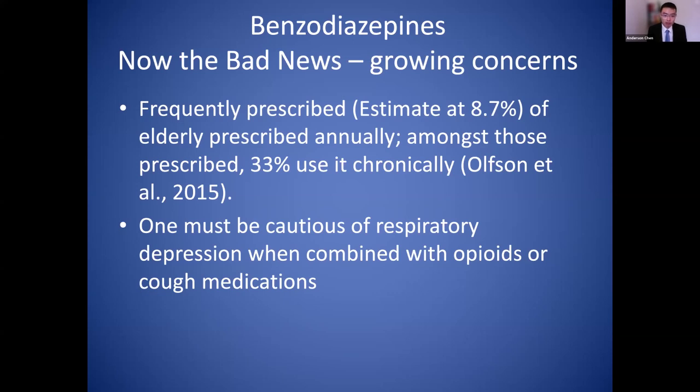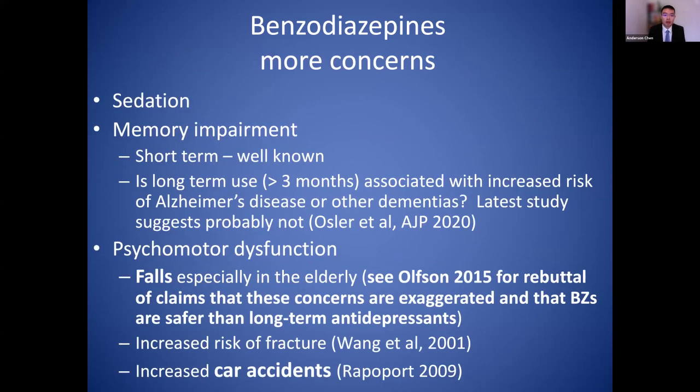If they are on a benzodiazepine, you want to be cautious of respiratory depression when combined with opioids or other respiratory depressants. There are concerns about sedation, like we talked about. Perhaps you were using it to that effect, to your advantage. There's concerns about memory impairment. I think the short-term concern on memory impairment is well known. For the long-term use, there's the question of whether it's associated with increased risk of Alzheimer's disease or other dementia. The latest study by Dr. Osser suggested probably not, so that's in contention a little bit. But the short term, I don't think people would argue too much about its effect on cognition.